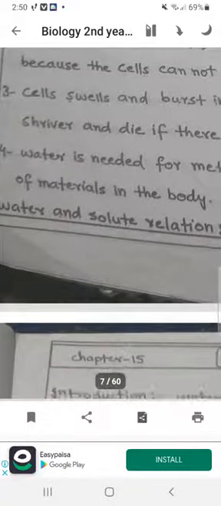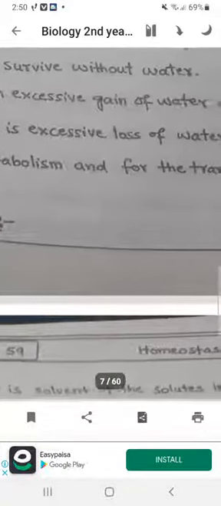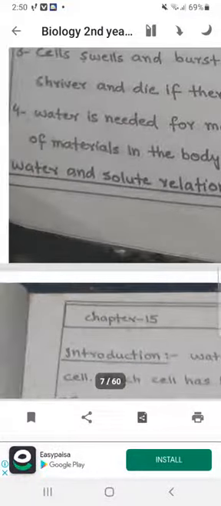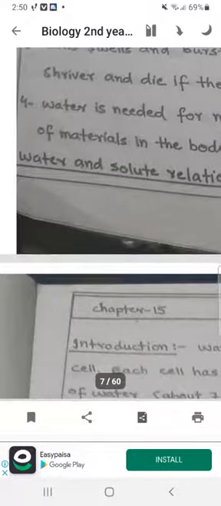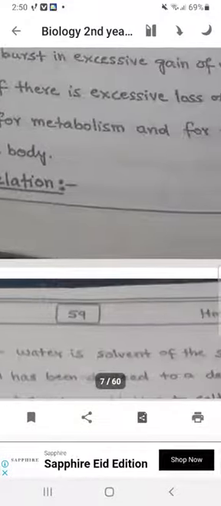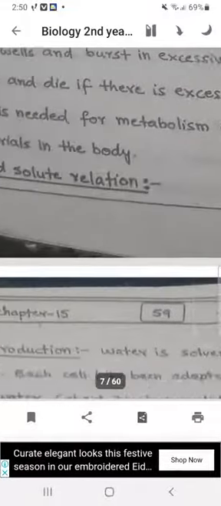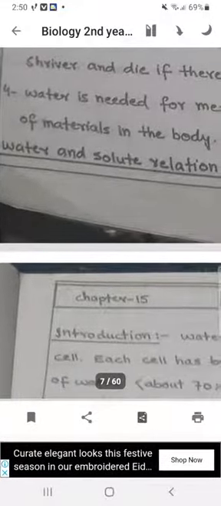Number 3. Cells swell and burst in excessive gain of water and shrivel and die if there is excessive loss of water. Number 4. Water is needed for metabolism and for the transport of materials in the body.